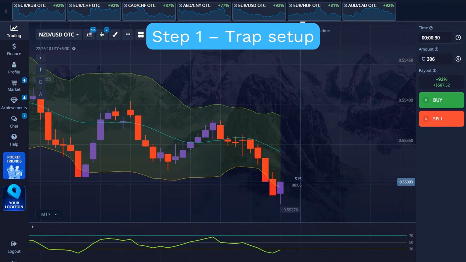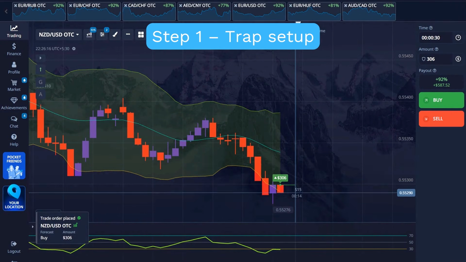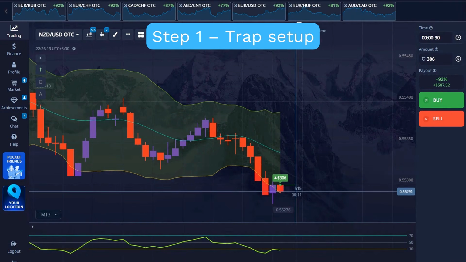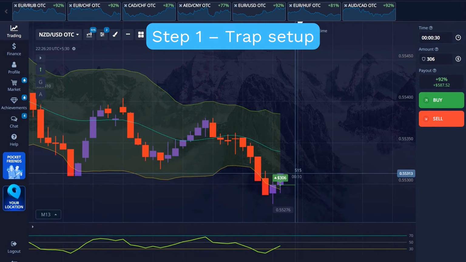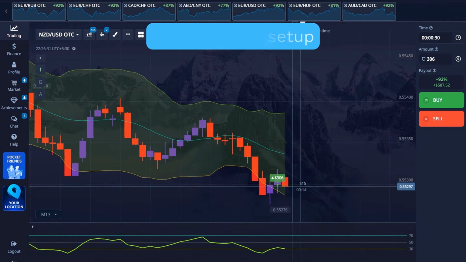Step 1. Trap setup. First, wait for a candle to go outside the Bollinger Band. If the candle goes above the upper band, it can set up a sell trade. If the candle goes below the lower band, it can set up a buy trade. But don't rush. The next candle must close back inside the Bollinger Band. This shows that the breakout was false, and this is what we call an OTC trap.